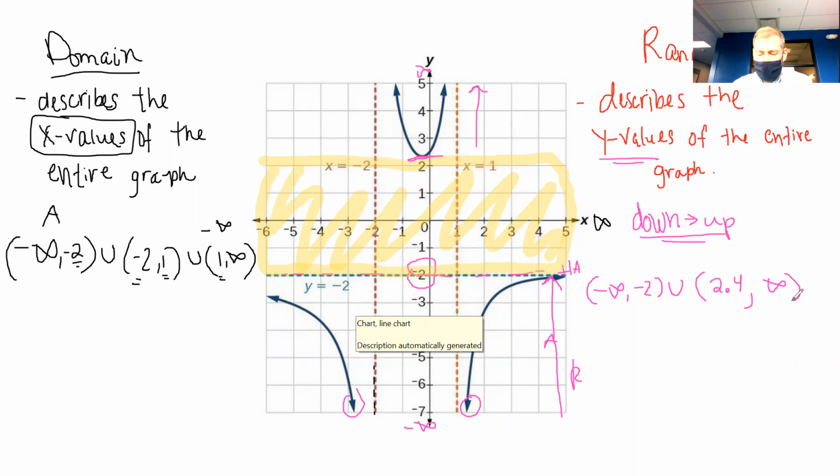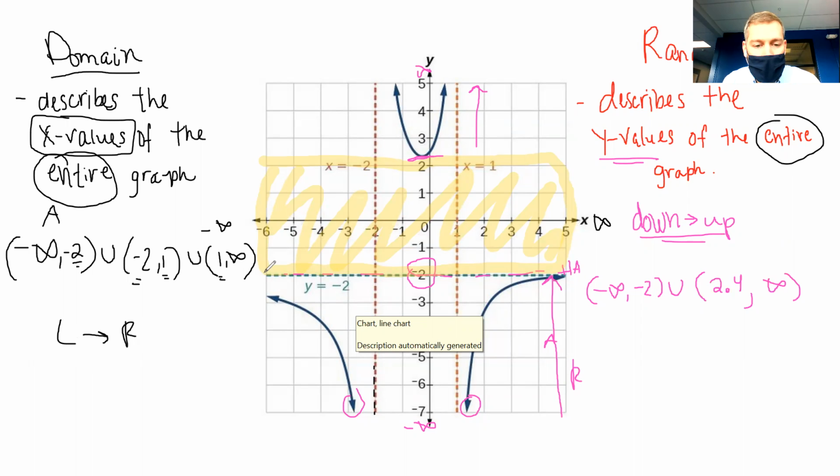So really, you've got to start making some generalizations in your mind about domain and range. We're talking about the entire graph in each scenario, but in one, we're reading it from left to right and thinking about what x values the graph has. For range, we're reading this from down to up and thinking about the y values that the graph has. So we're looking at the entire graph and trying to describe what values it has, what points exist on it in terms of x's and y's.